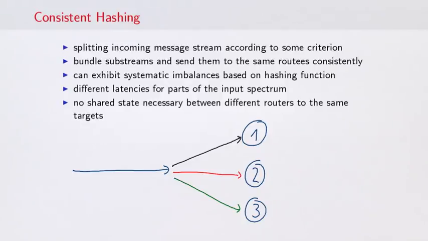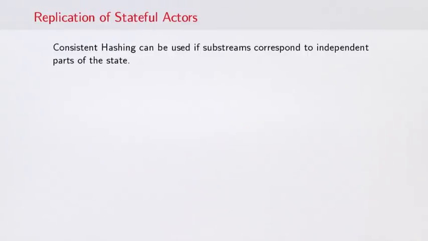Splitting up the message stream according to some criterion allows us to, for example, have all requests pertaining to a certain user go to this actor. And if the user is the important state to be kept, then everything pertaining to my user always goes to routee number 1. Subsequent messages could have a common interest correlation because they all go to the same target always. And updates to my user at number 1 would be safe because later messages will see the updated state. This means that consistent hashing routing can be used to replicate stateful actors.